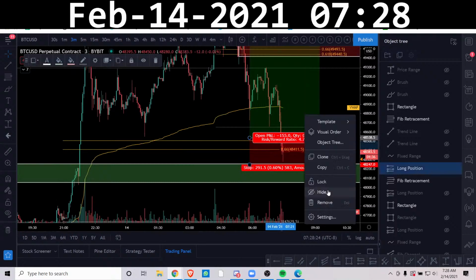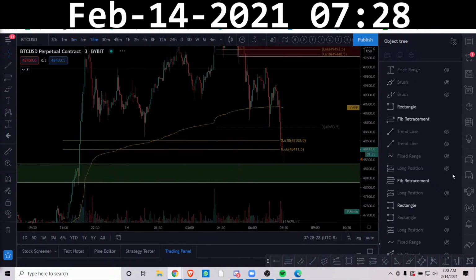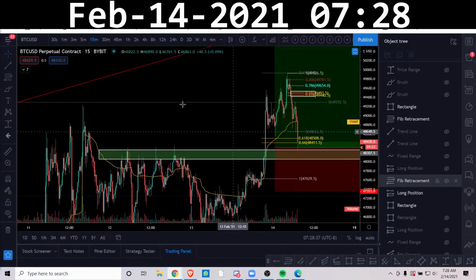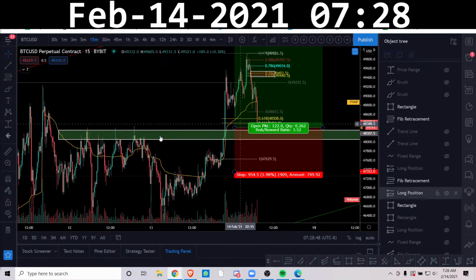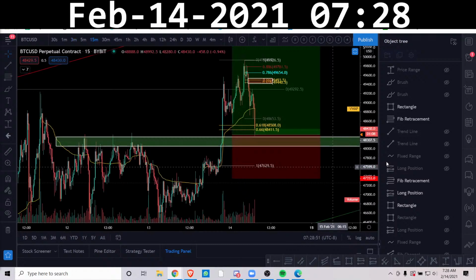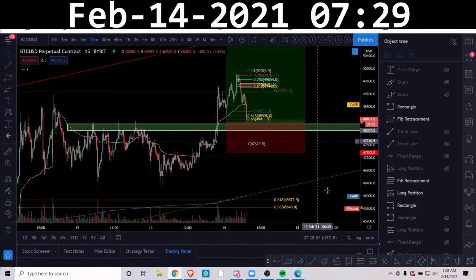However, I literally just got filled on my swing setup, which is right here. So yeah, I'm filled on my swing setup. You can clearly see we tested this previous support area. So I'm curious to see if we end up coming up from here, or we test a little bit more support before flying back up. Yeah, that's what I'm looking for.